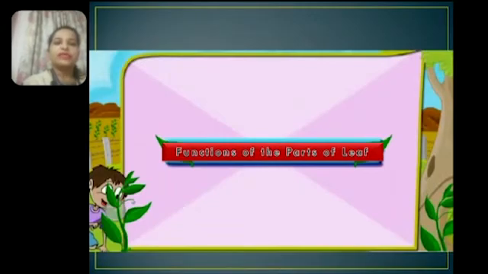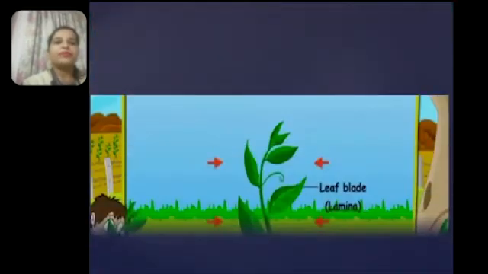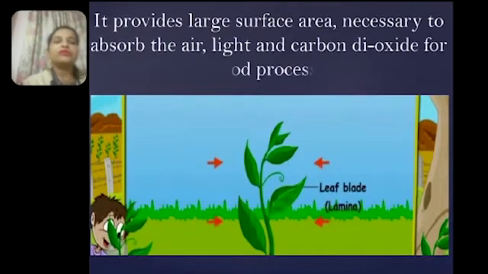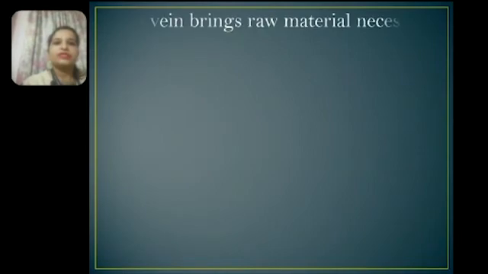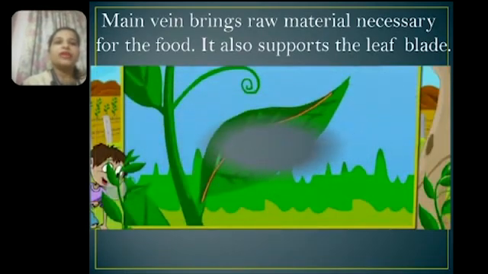Now let us understand the functions of the parts of leaf in preparing the food. The leaf blade is also called lamina. It provides large surface area necessary to absorb the air, light and carbon dioxide for the food process. Main vein brings raw material necessary for the food. It also supports the leaf blade.